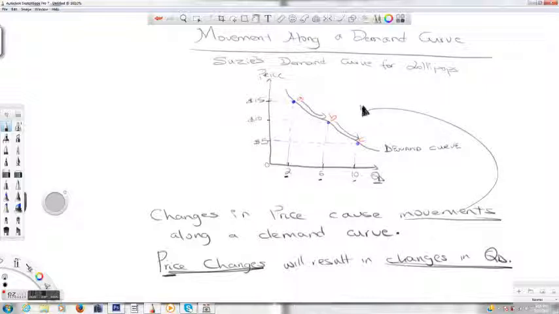Right? So this is what we mean by a movement along a demand curve. A change in the price will cause a change in the QD, which will result in a movement on the demand curve from a point A to a point B to point C, point D, whichever, depending on what the demand curve is, and it results in a movement along the demand curve. And we'll talk more about the factors or determinants of demand in another lecture.